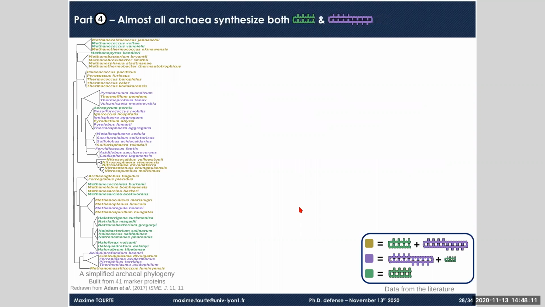So this ended up in 3 different groups of core lipid composition in Archaea. In yellow, we have those that synthesize elevated proportions of both diethers and tetraethers. In purple, we have those that synthesize a vast majority of tetraethers. And finally, in green, we have the species that produce only diethers.